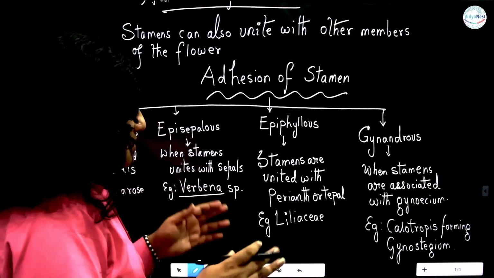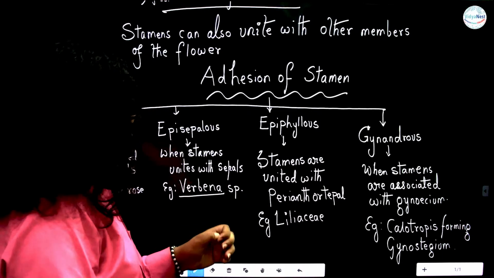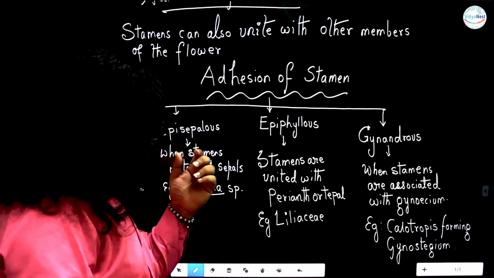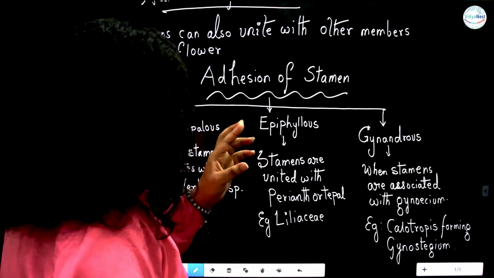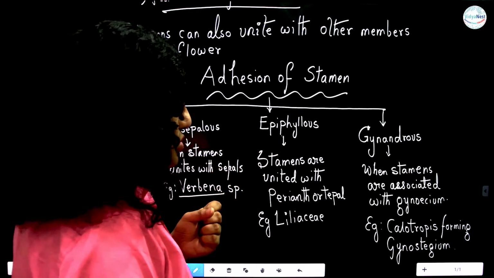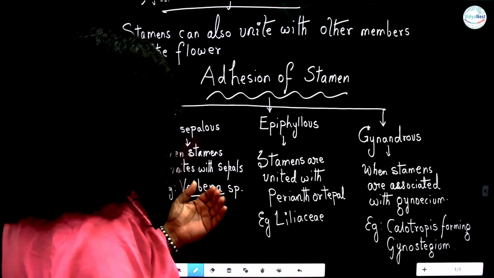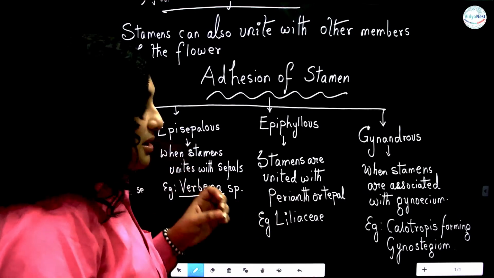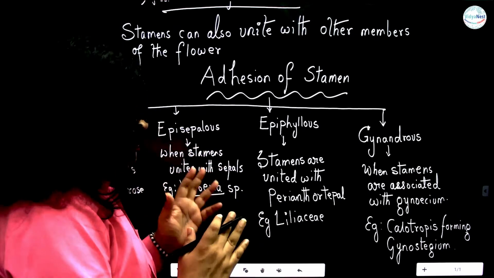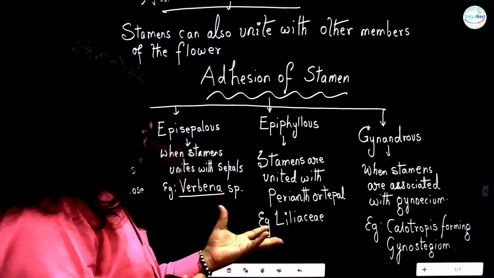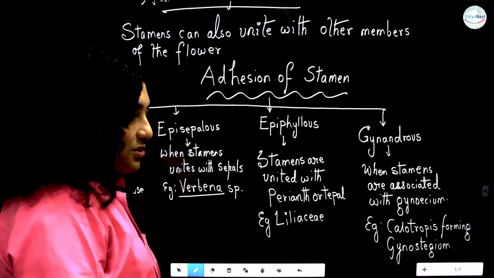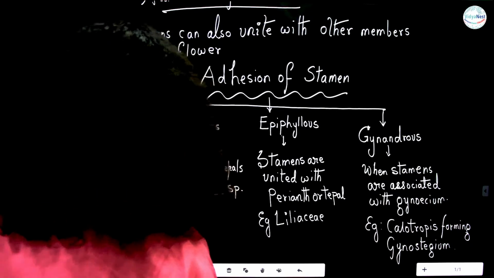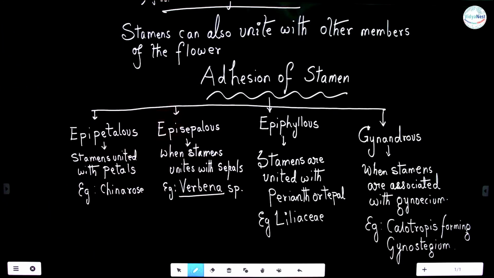Gynandrous condition means stamens are united with the gynoecium, a structure where androecium and gynoecium are fused together. In Calotropis, the stigma and the many stamens together constitute a stage-like structure, and that is known as gynostegium. Clear? Okay, sir. Yes. So this is adhesion of stamen.